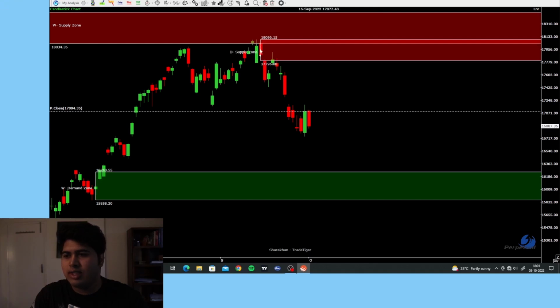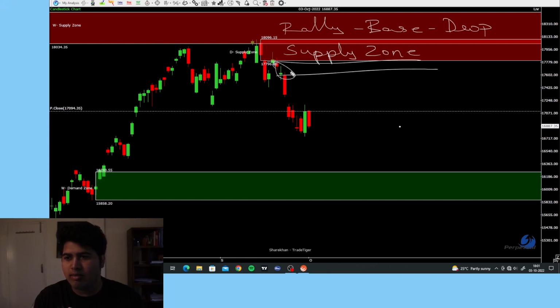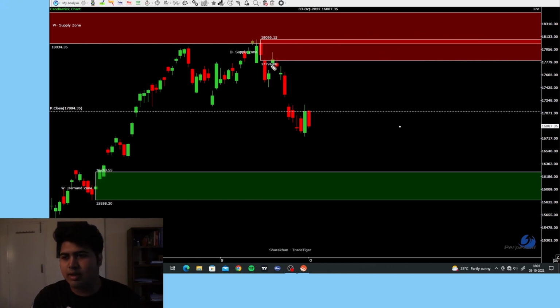So if you see, this is a rally, base and a drop. So this is again a supply zone. Rally, base and a drop. Because of this level, the supply zone that I had marked was formed. So I would not trade this particular zone, but I would have definitely traded this one.